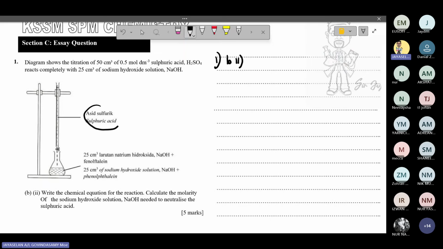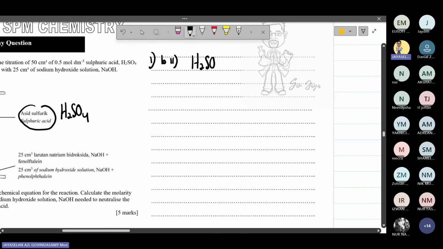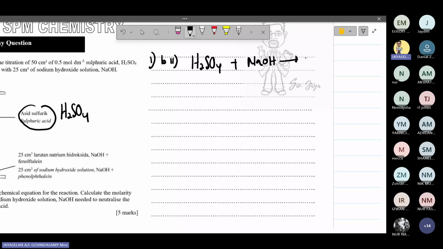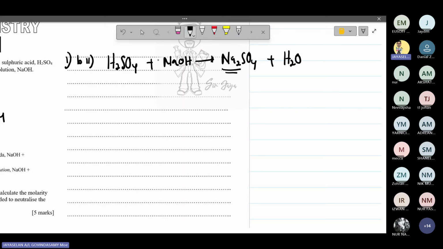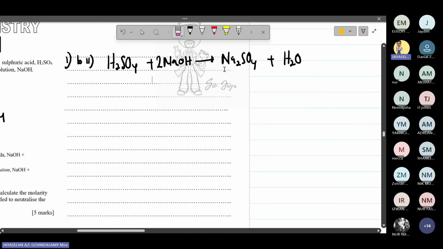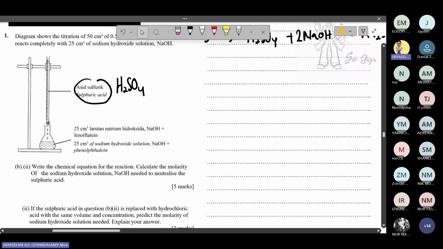So I take sulfuric acid and sodium hydroxide. Write here H2SO4 reacts with sodium hydroxide. So make sure you put Na2SO4 plus water. You only have one day, right? Just memorize it. So put 2 here. After that, make sure 2 plus 2 is 4, right? So make sure you put 2. Then check, have I completed everything? Complete? Okay, nice.